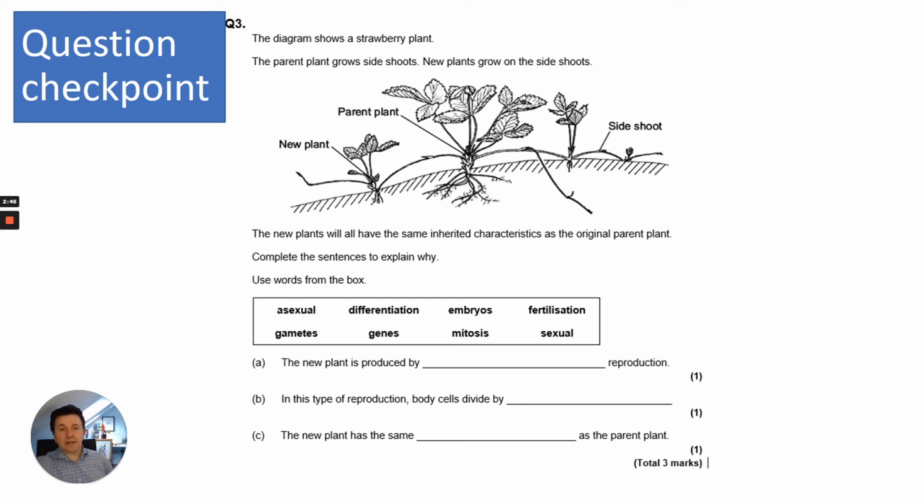Okay, so this diagram shows a strawberry plant and it shows it grows side shoots on the side. It says complete the sentences to explain why the new plants will all have the same inherited characteristics as the original parent plant. So A, the new plant is produced by asexual reproduction. B, in this type of reproduction, body cells divide by mitosis. And C, the new plant has the same genes as the parent plant.